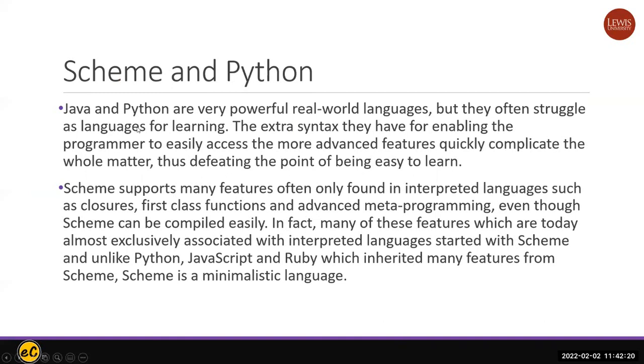So summary, okay? Java and Python are very powerful real-world languages, but they often struggle as languages for learning, okay? The extra syntax they have for enabling programmers to easily access the more advanced features quickly complicates the whole matter. That's defeating the point of being easy to use.